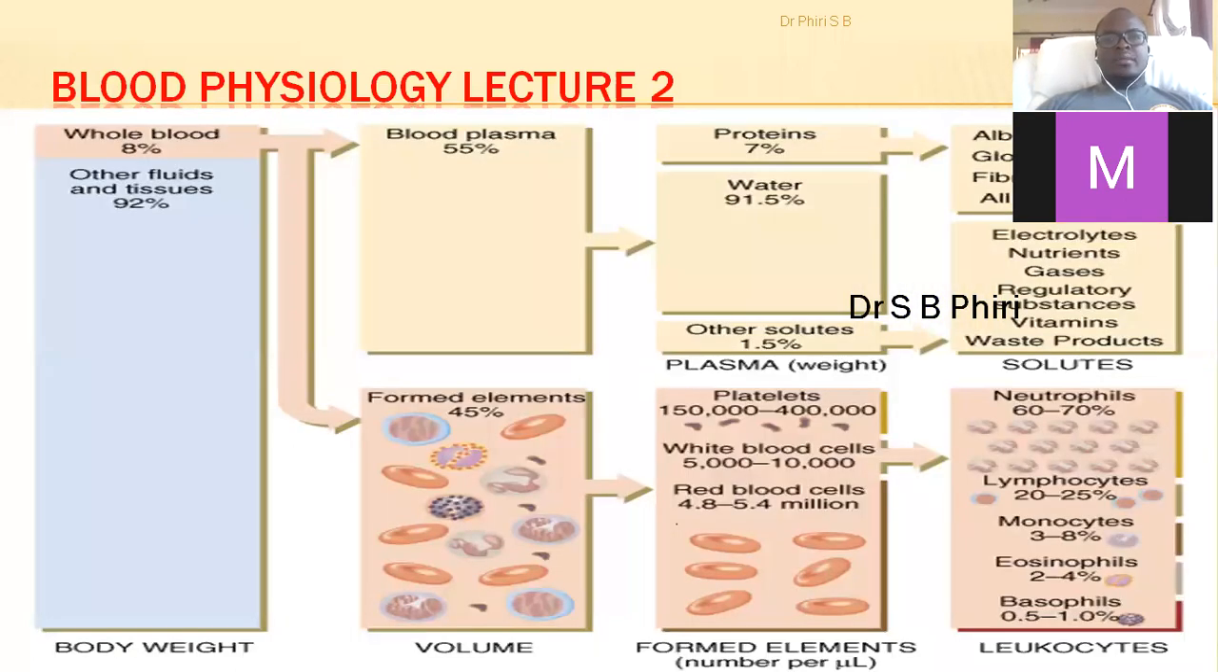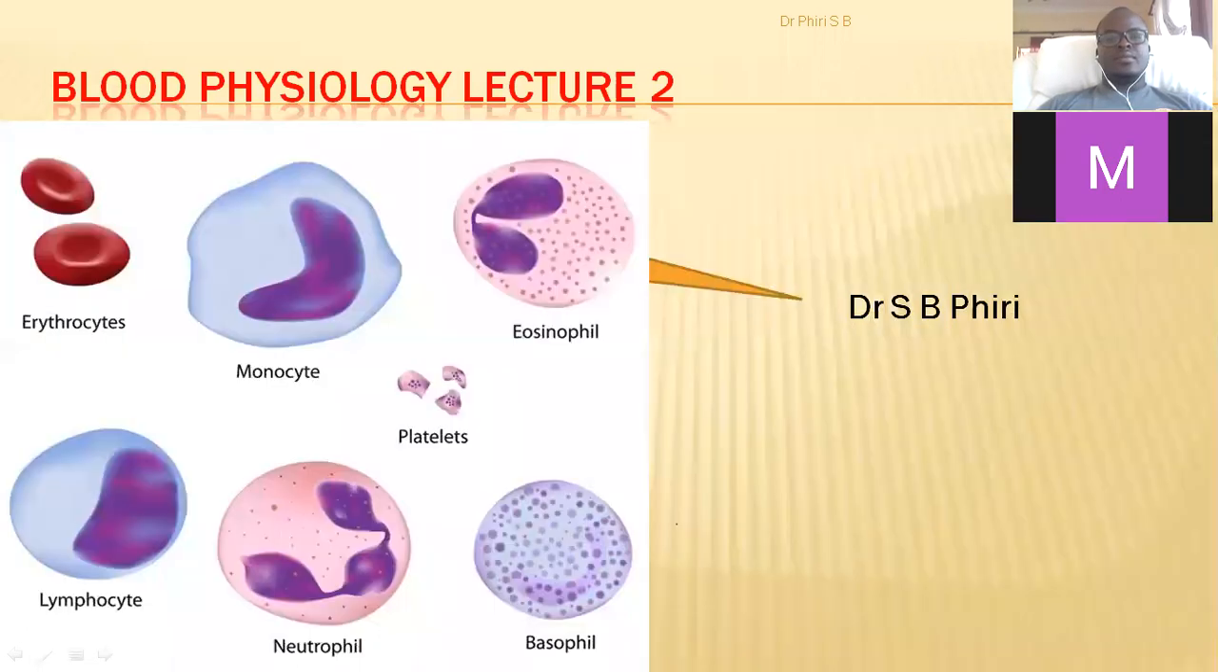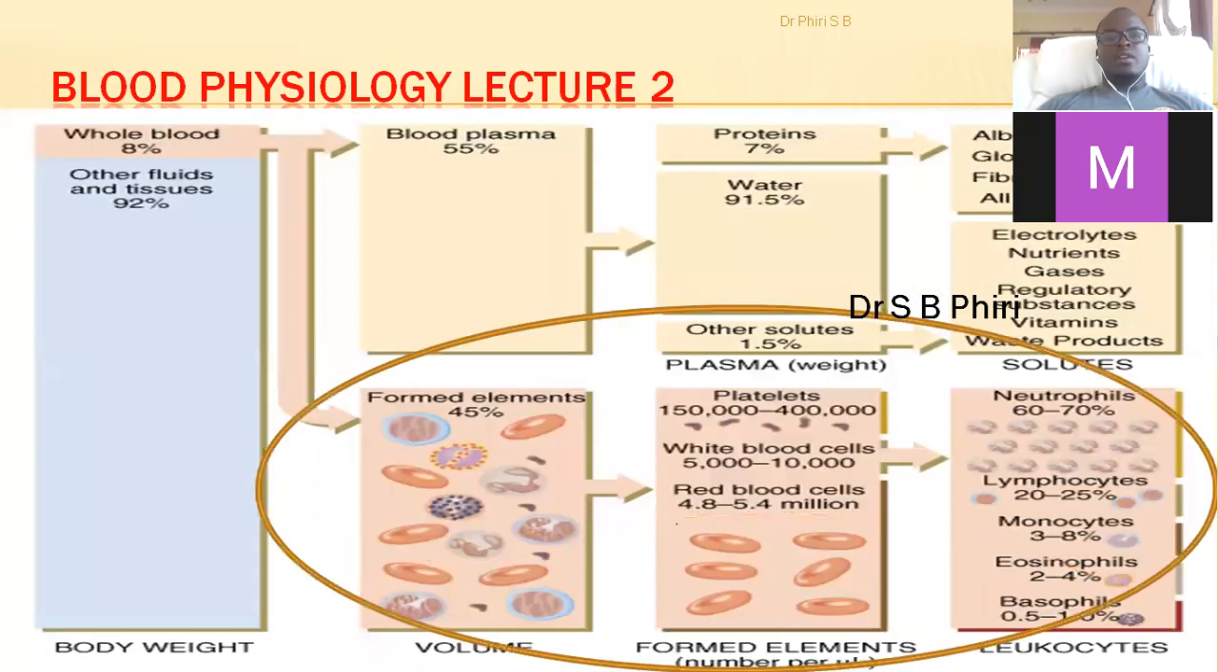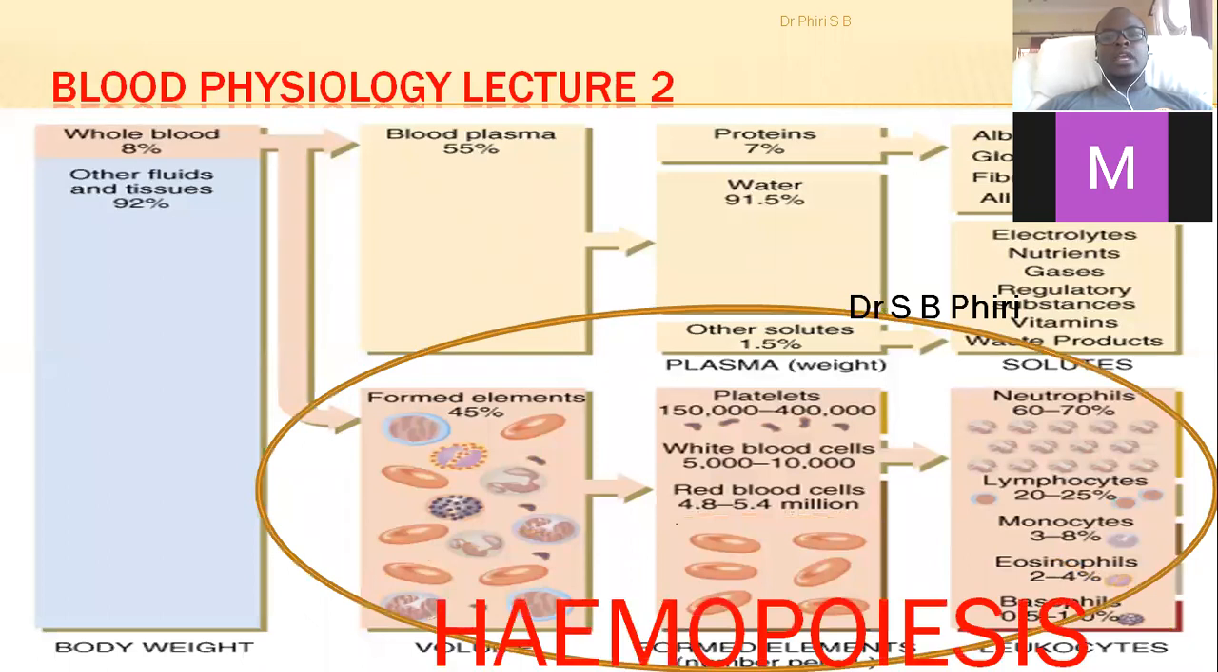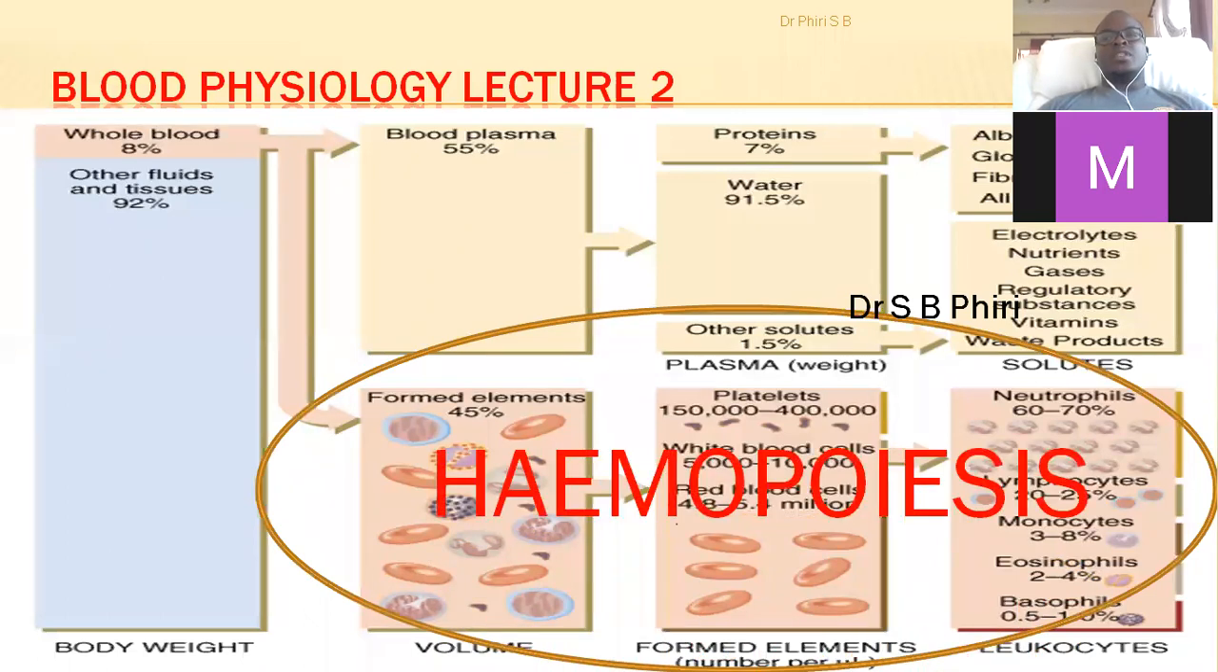And this diagram, I hope you still remember. It's just showing you the major components of blood. So these major components of blood, we have plasma. Then we also have formed elements. And today, this is the topic. We are discussing the formed elements, how they are formed. So this portion where you have the formed elements, it's called hematopoiesis. So that process in which they are developed is called hematopoiesis or hemopoiesis.